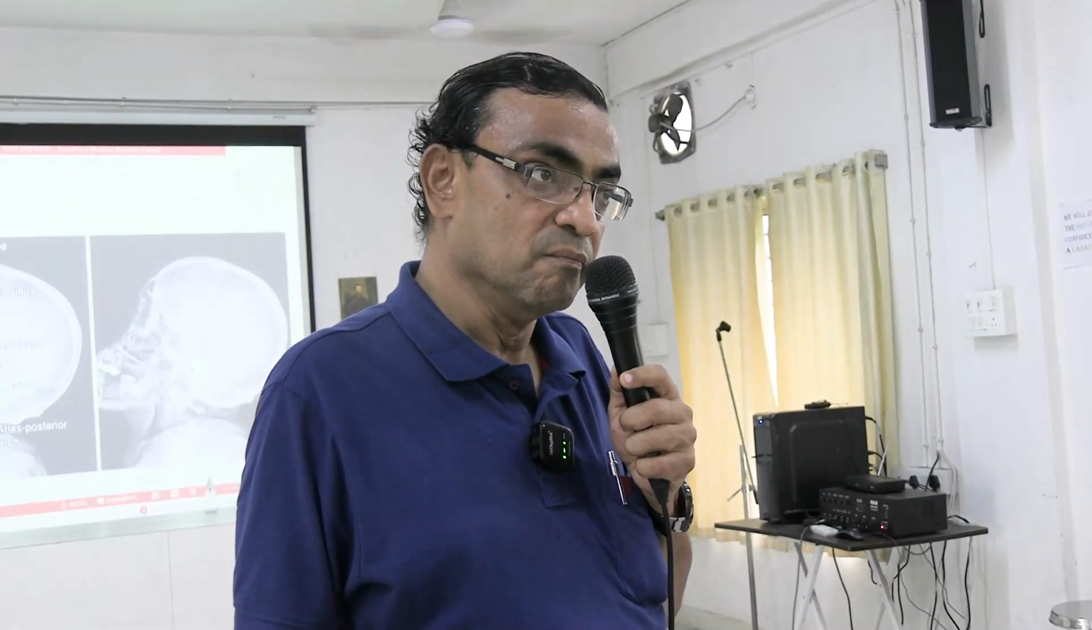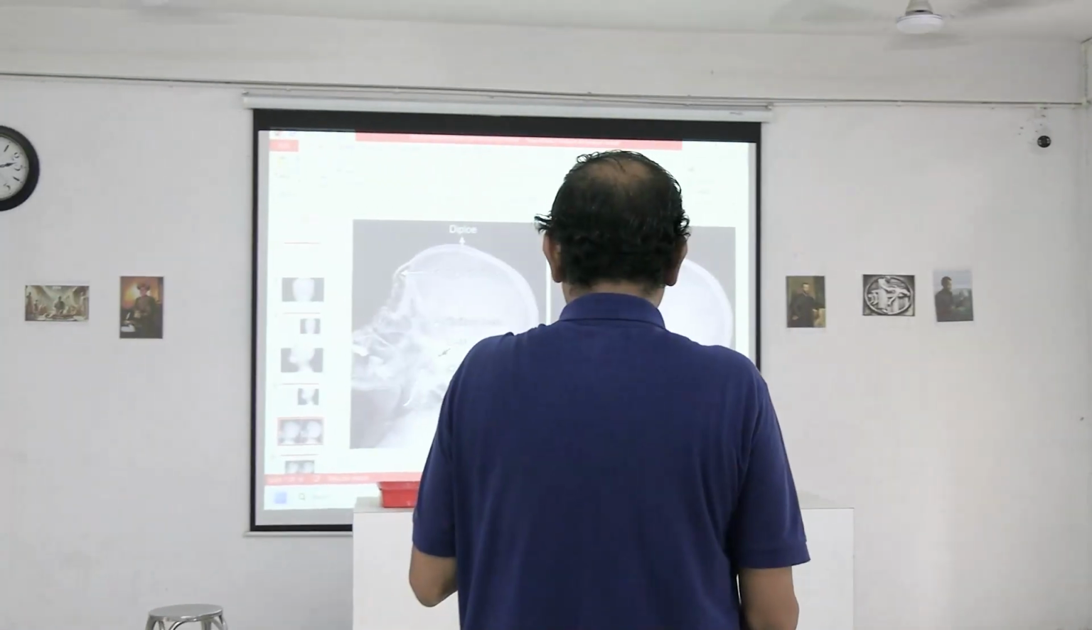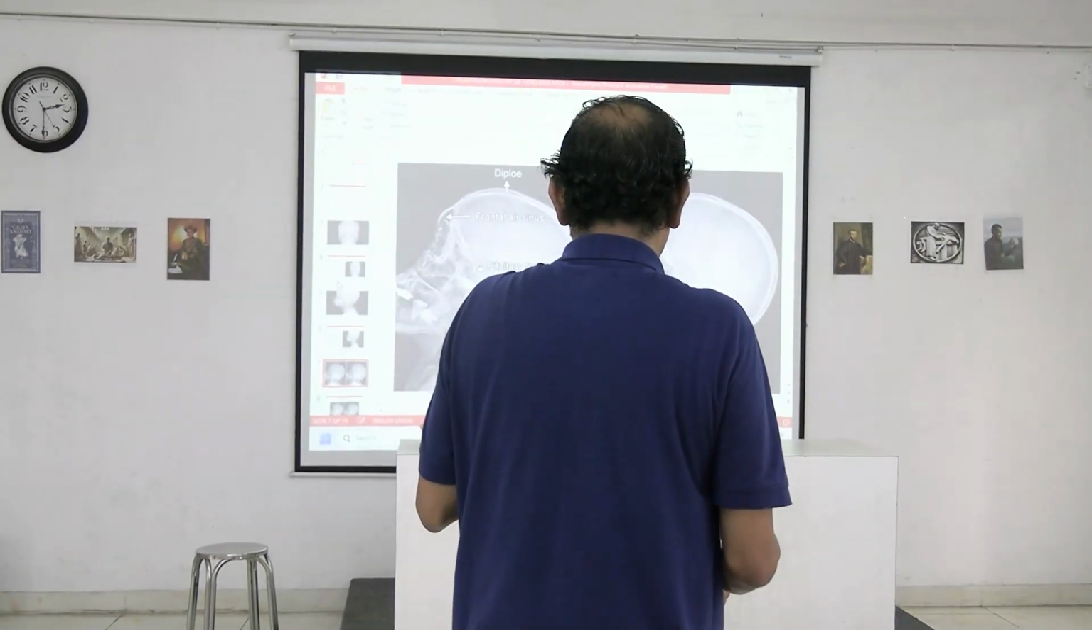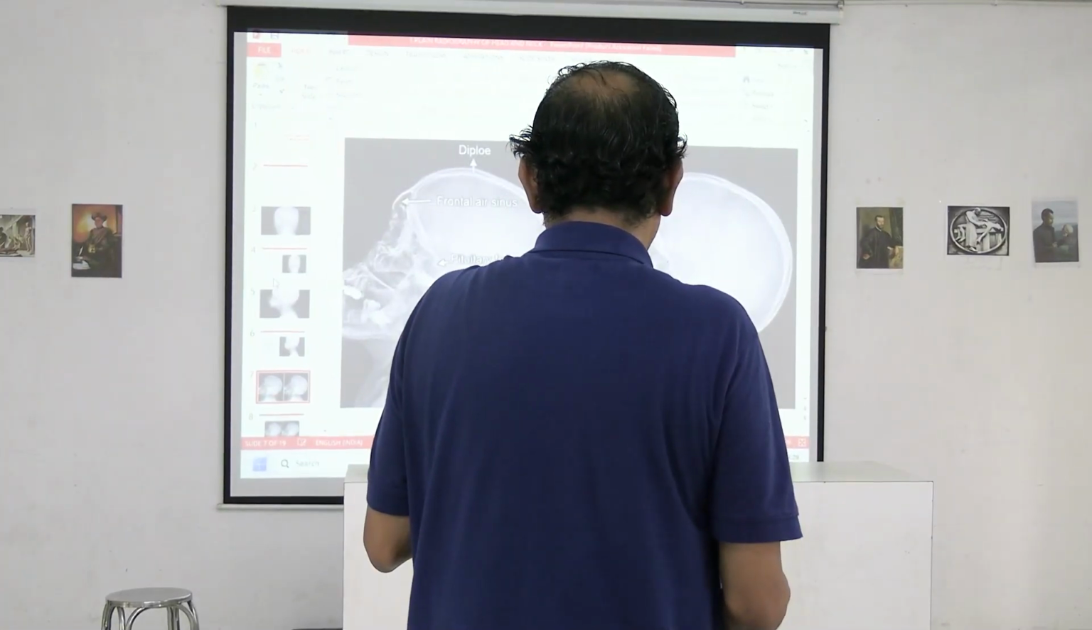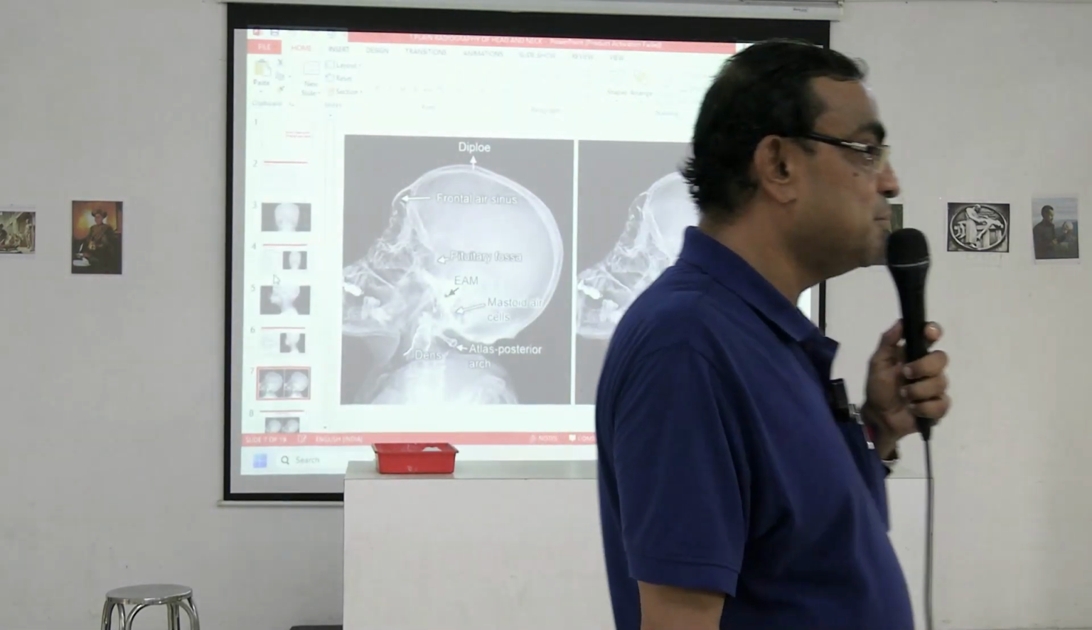Atlantoaxial joint. So we can get the atlantoaxial joint, and we can get the atlanto-occipital joint. Two joints are very important, atlanto-occipital and atlantoaxial joint. Joints of yes and joints of no.